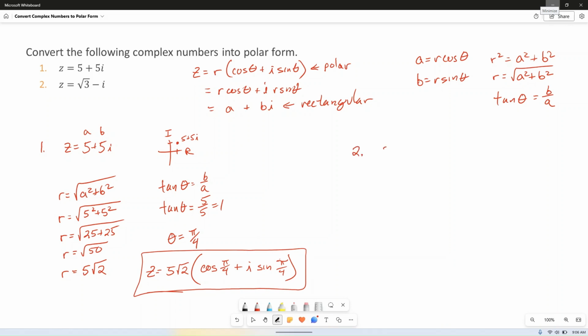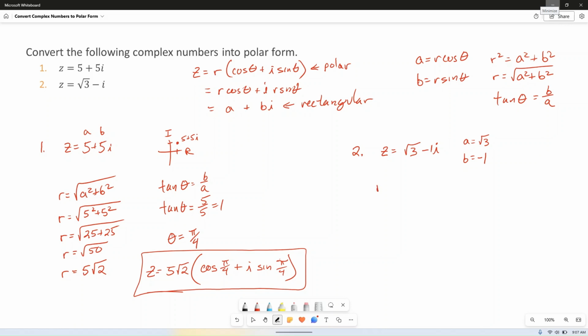So this time we have z is equal to the square root of 3 minus i. This means that a is going to be the square root of 3, and b is whatever's in front of the i. Right now we don't see a number in front of i, but we can assume there's a 1 there, and the negative goes with that. So b is going to be negative 1.